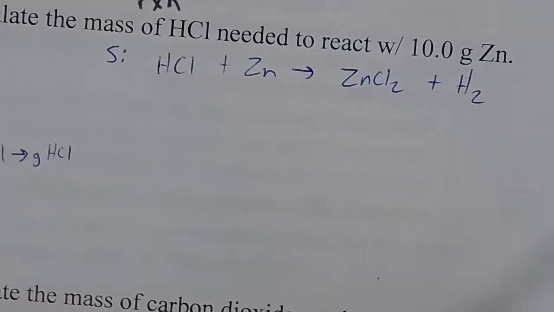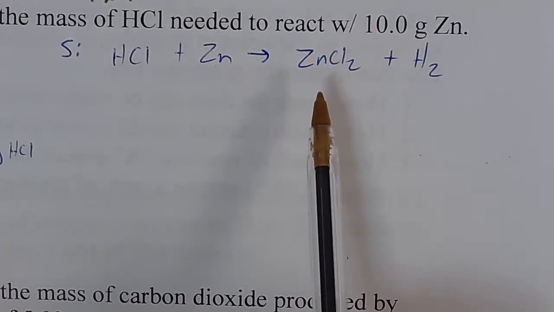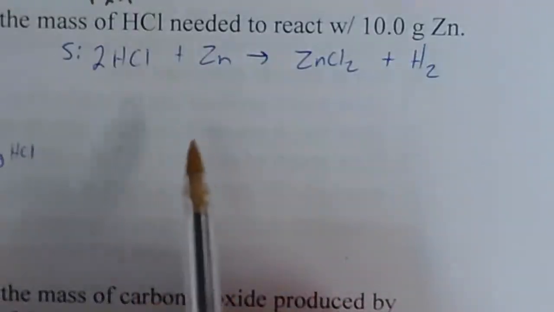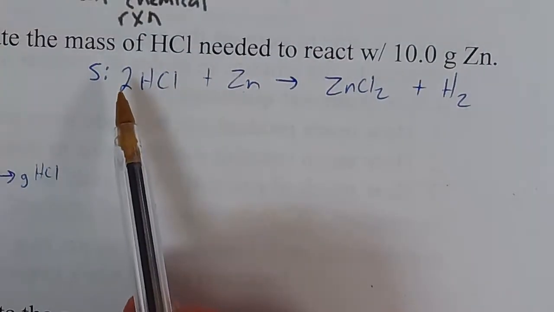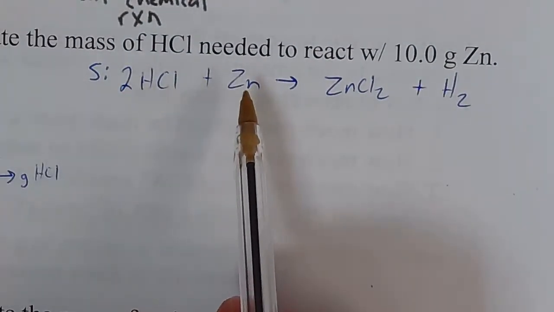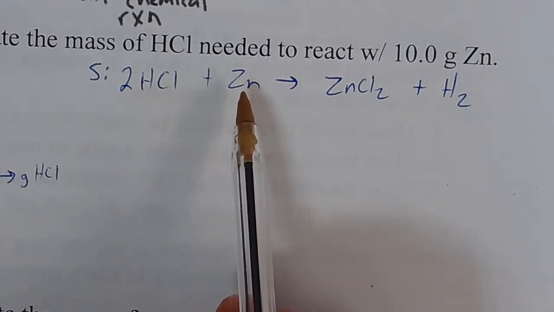Okay. All right. So is this balanced? No. So I need to balance it. So I'm going to put 2 there. And that's it. So that's the reaction. Now, what's the ratio of hydrochloric acid to zinc? It's 2 to 1. That's going to be important in just a moment.